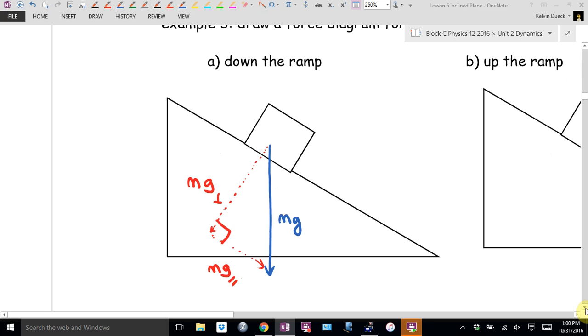Kareem, is this mass sinking into the ground like quicksand? Is it flying off the ramp like Superman? So there's going to be a normal force. Not pointing straight up, perpendicular to the ramp. So it's going to come out this way. How big will it be? It's a Newton's third law counterpart to this one. So it's going to be the same size, I'll eyeball it, as mg perpendicular.